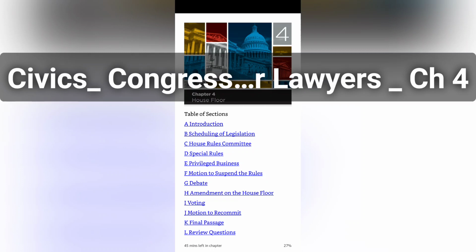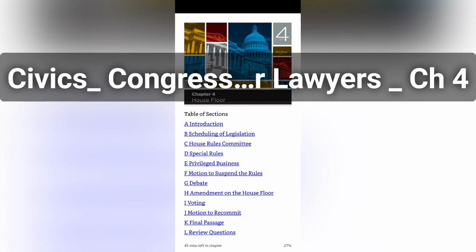All bills that spend funds or those that raise revenues are placed on the Union calendar. Other reported legislation is placed on the House calendar, with the exception of private bills, which are targeted to affect an individual or group of individuals. For example, some private bills affect an individual's immigration status. Private relief measures are listed on the private calendar.